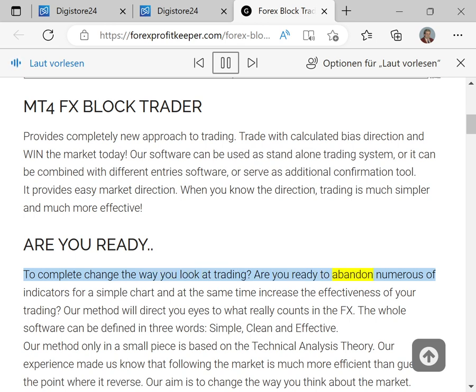Are you ready to abandon numerous indicators for a simple chart and at the same time increase the effectiveness of your trading? Our method will direct your eyes to what really counts in the FX. The whole software can be defined in 3 words: simple, clean and effective.